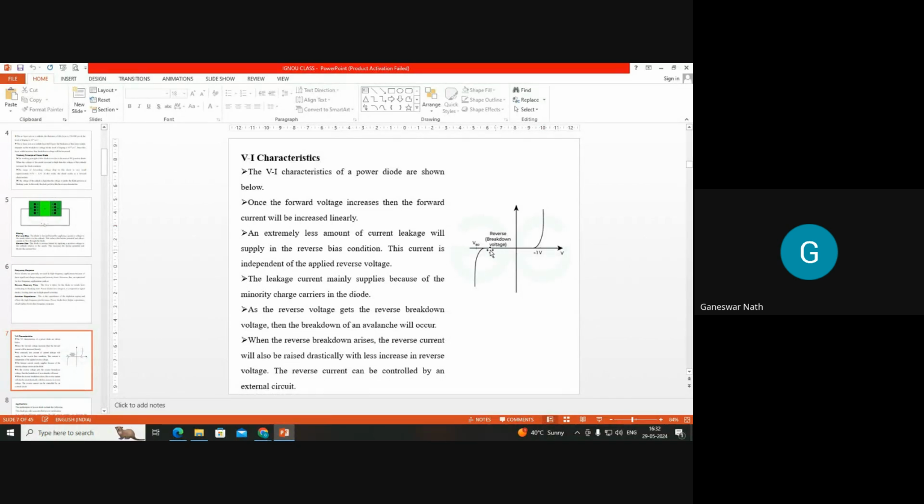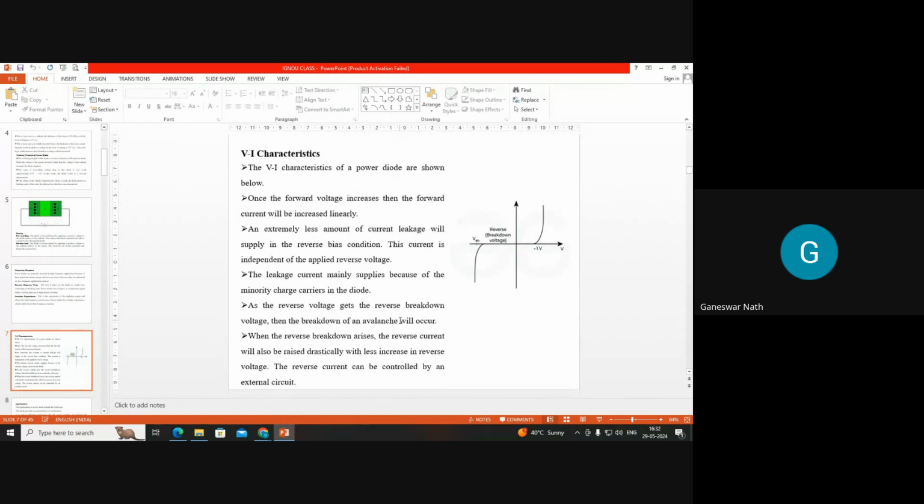Similarly, in the reverse bias condition, even if we increase the reverse bias voltage, the negative voltage at the terminal, the electrons may not be emitted, but at a particular breakdown voltage all these electrons get free, and that is why the current also rises suddenly in the negative direction. So this is why you can find the nature of the VI characteristic of the power diode is the same as that of the general diode, as shown in the figure here.